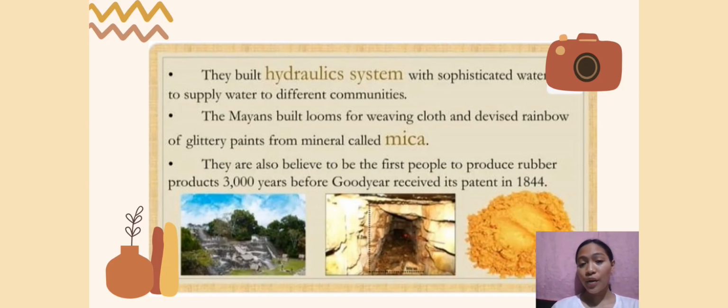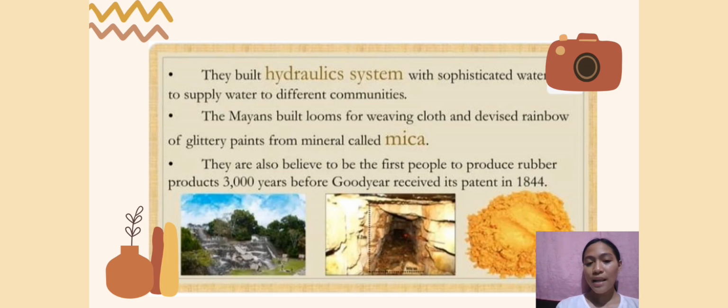They also built a hydraulic system with sophisticated water works to supply water to different communities. They built a dam at the top of the hill, and they distributed water through canals to supply water to different communities. Mayans also built looms. The loom is made of wood, and it is used for making clothes, weaving clothes, and devised rainbow glitter paints from a mineral called mica.